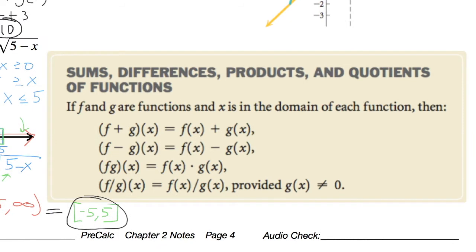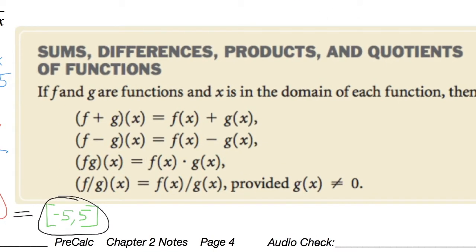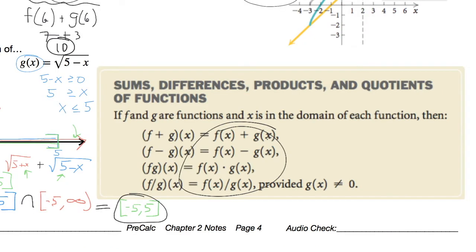Okay, so in general, it looks like this: f plus g of x, f minus g of x, f times g of x, f divided by g of x. And you can simply replace the definitions as you see it.